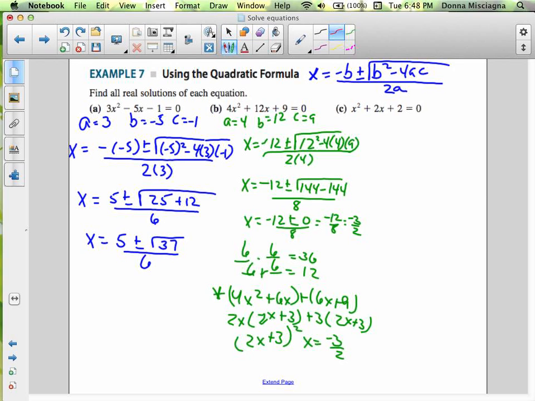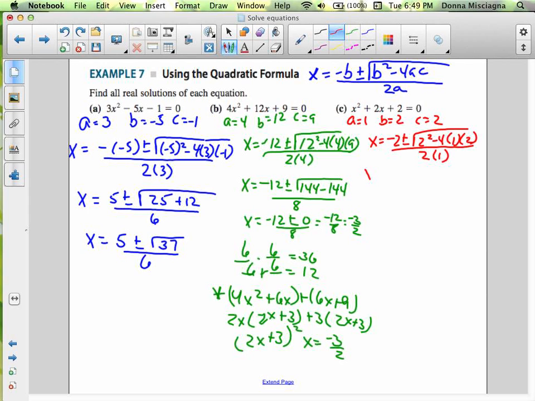And then the last one, all right, so we could use quadratic formula, or we could use completing the square on this one. So we have a here is 1, b is 2, c is 2. So we have x equals negative 2 plus or minus the square root of 2 squared minus 4 times 1 times 2, all divided by 2 times 1.